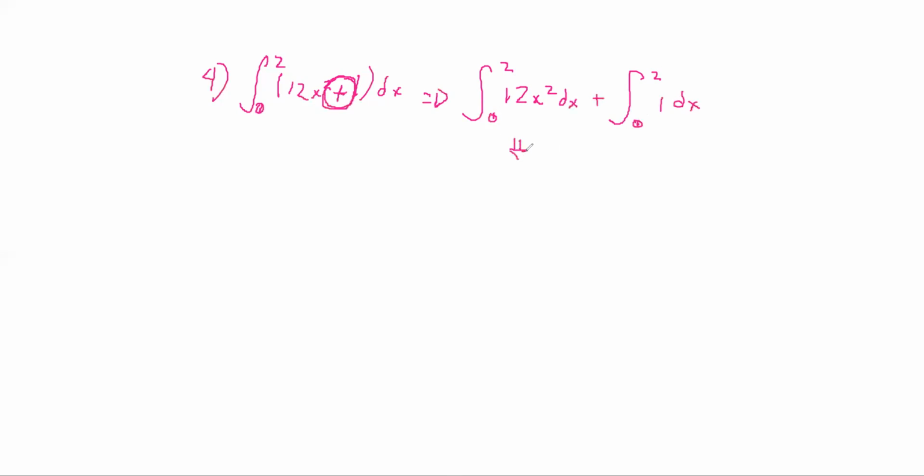Then I'm going to simplify it again. I'm going to put this 12 on the outside because I don't even want to think about it right now. And then I have x squared dx. Okay, so then we move on to our next step, which is finding the antiderivative of the stuff in the middle. So we have 12 times 1 over 3 x cubed from 0 to 2.